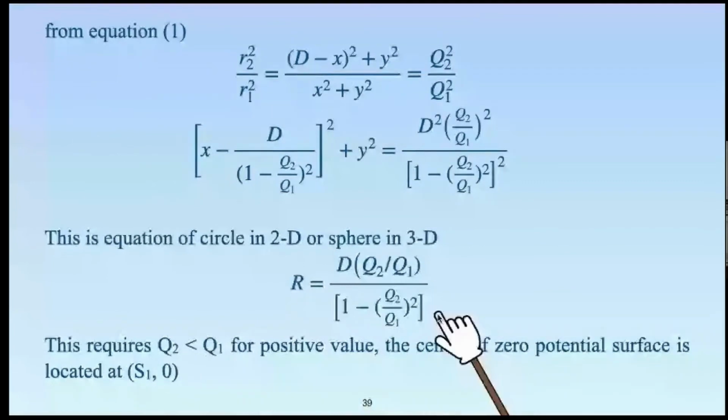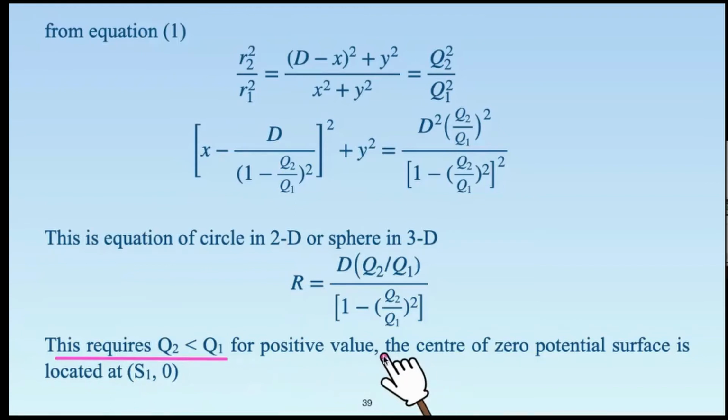It has got a positive value. Denominator should be positive, then only R will be a valid condition. The next condition obtained here is that Q2 should be less than Q1 for a positive value. And where is the center?